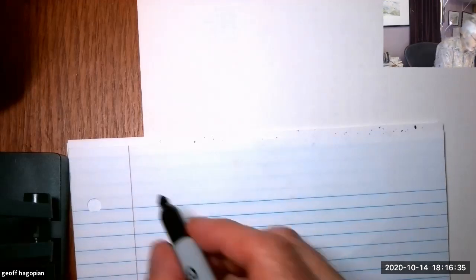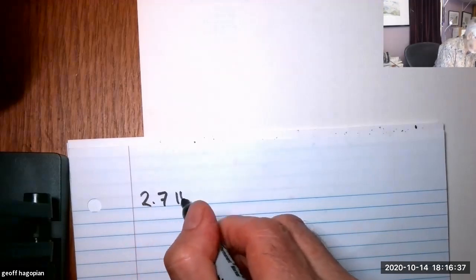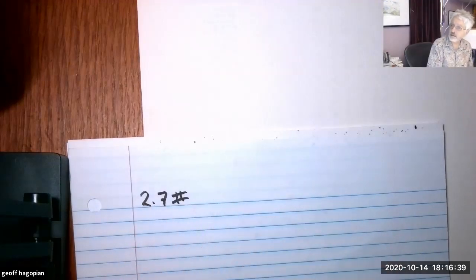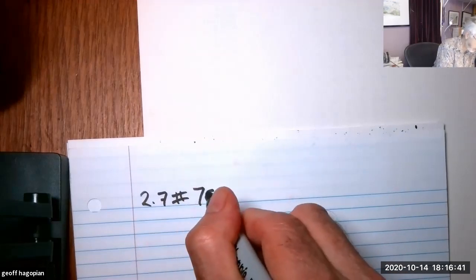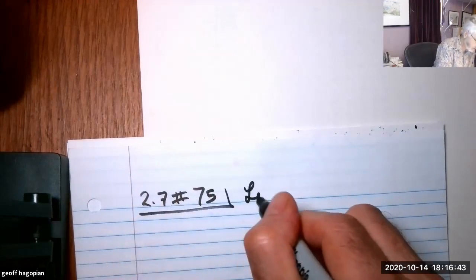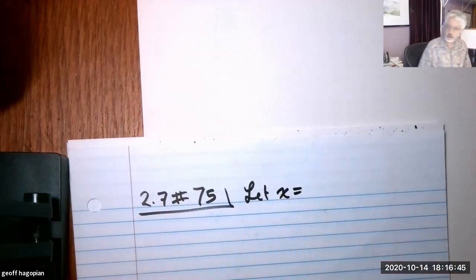So this is 2.7, I think. Number 70, I think it's 2.7. Number 75. So we're going to say let X equal. These are magic math words.